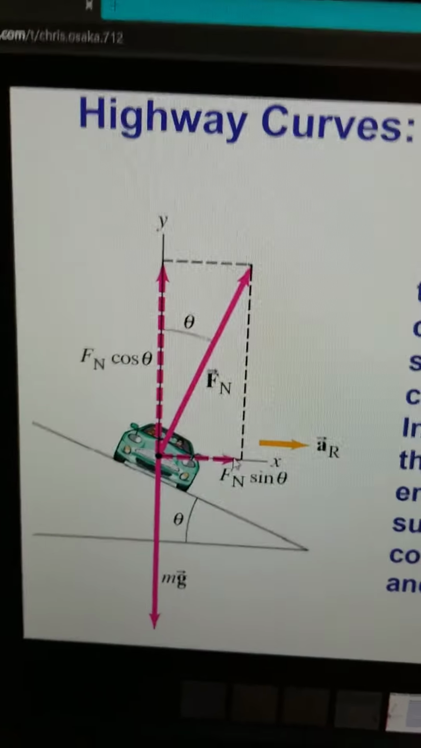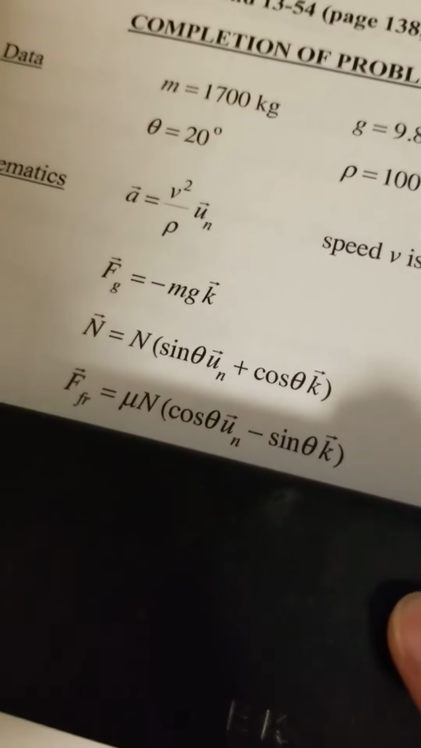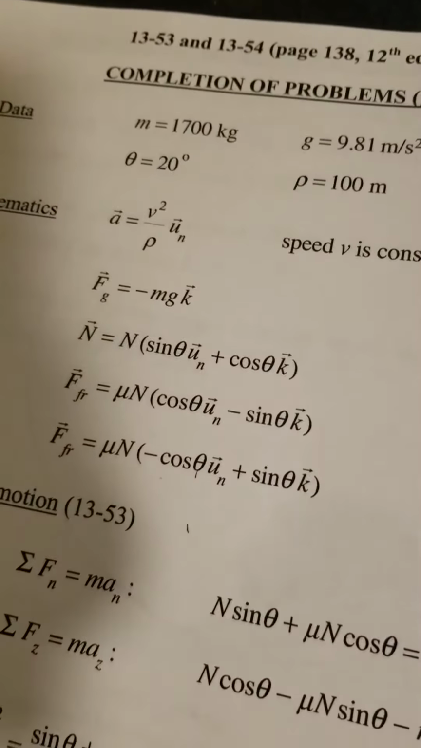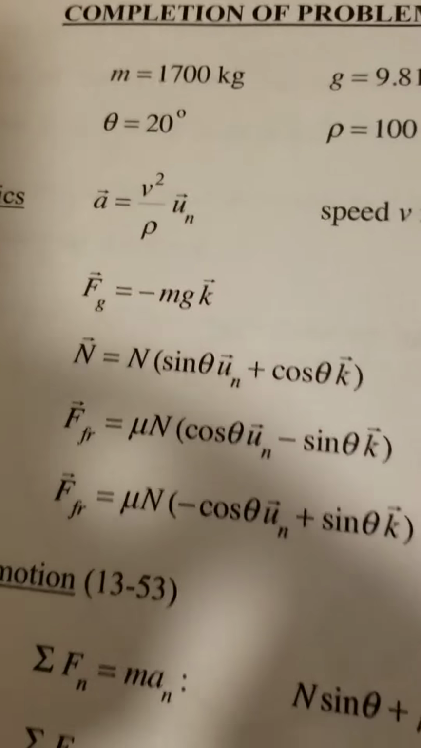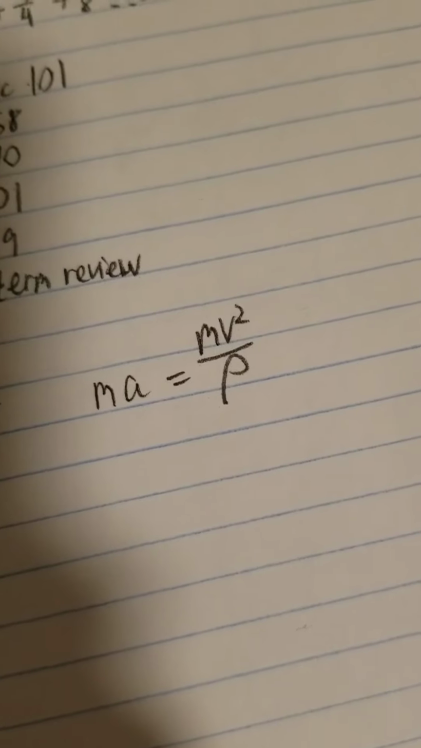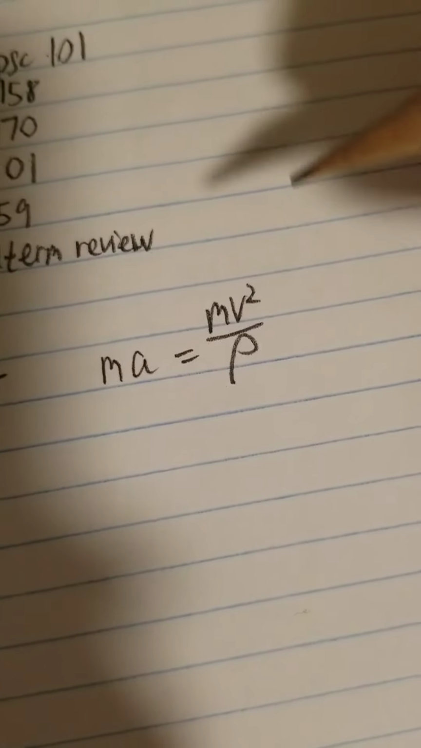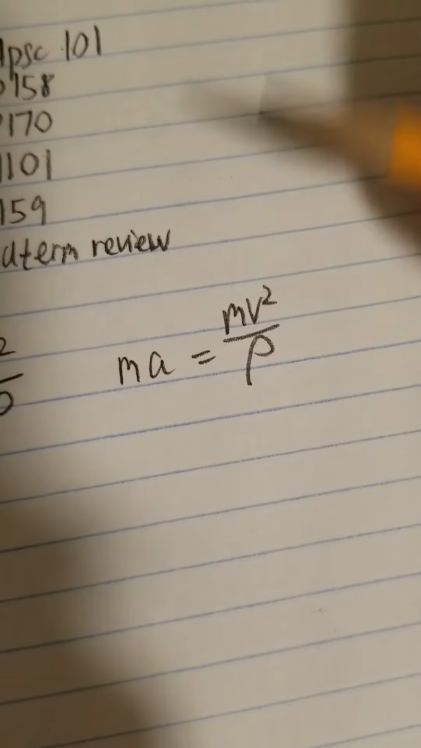Now you might be wondering, how do they get the friction force? The friction force is a little bit different. To explain why the friction is going inwards: because we're finding the maximum speed, as the speed gets larger and larger, more force is required to push the car into centripetal motion.